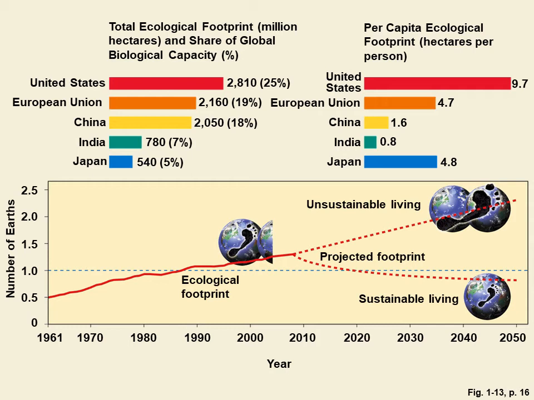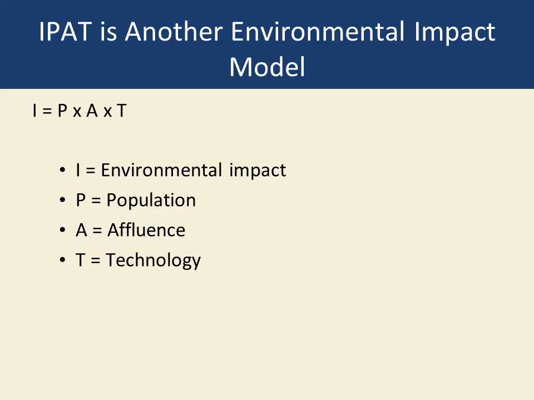You can see the United States being far ahead in terms of these resources. Okay, so 9.7 hectares per person is needed in the United States. In the European Union, 4.7 hectares. In China, 1.6 hectares. In India, only 0.8 hectares. In Japan, 4.8 hectares. So you can see the living standards of people have an effect on the number of resources they need.